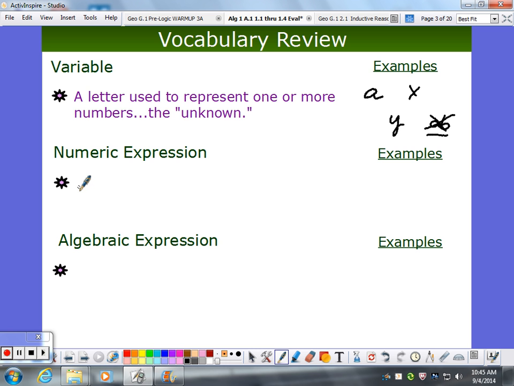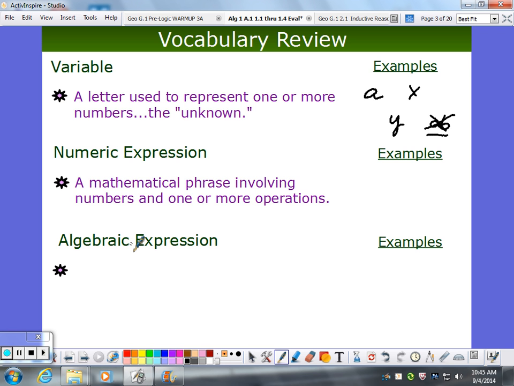All right, what's a numeric expression? Numeric expression, in your own words. Yes, ma'am. An expression with no variables and no equal sign. Perfect. I think I used some math words here. A mathematical phrase involving numbers and one or more operations. So can you give me an example of a numeric expression?